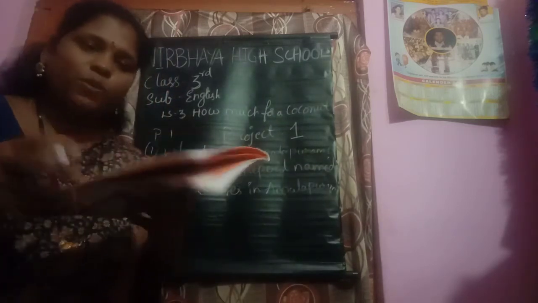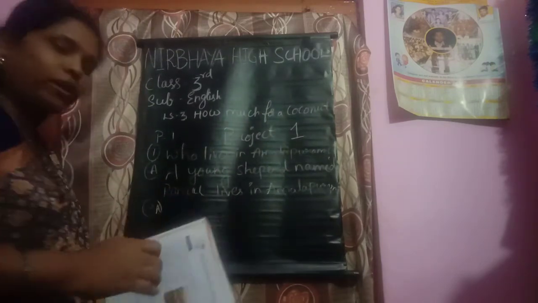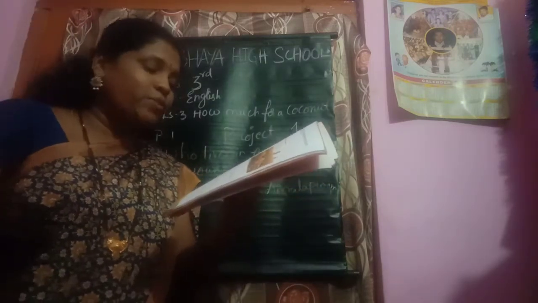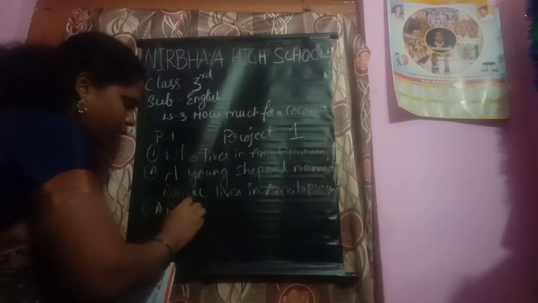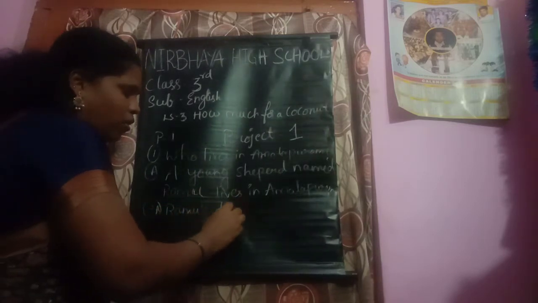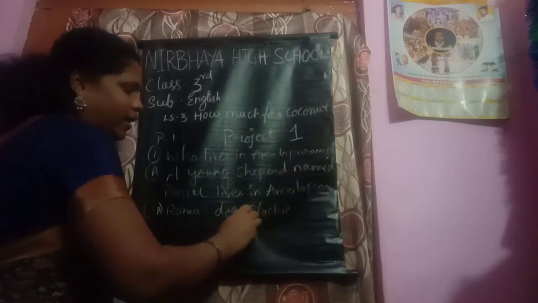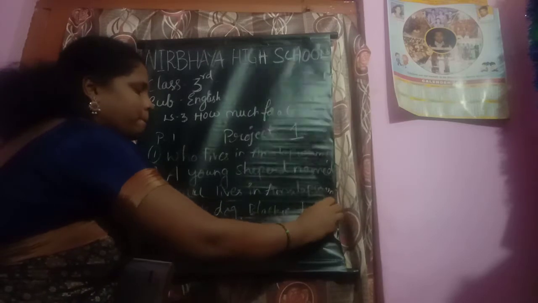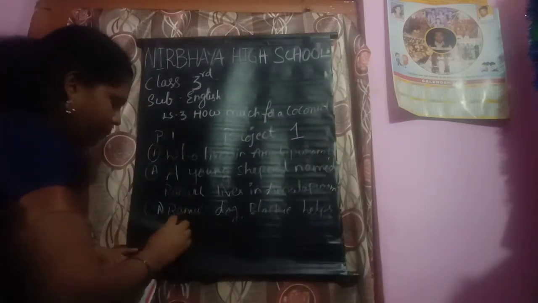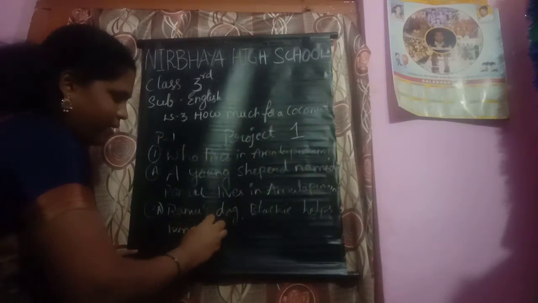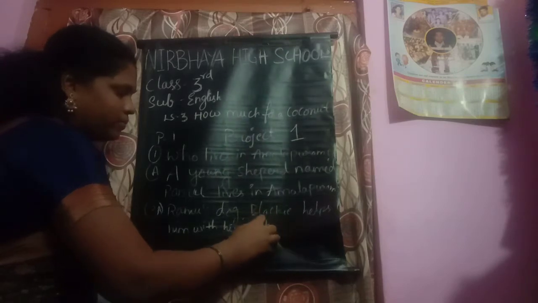Who helps Ramu with his work? Children, I will write the answer. Okay, see the question. Who helps Ramu with his work? Ramu's dog helps. Ramu's dog, Blackie, helps him with his work. Understood, children?